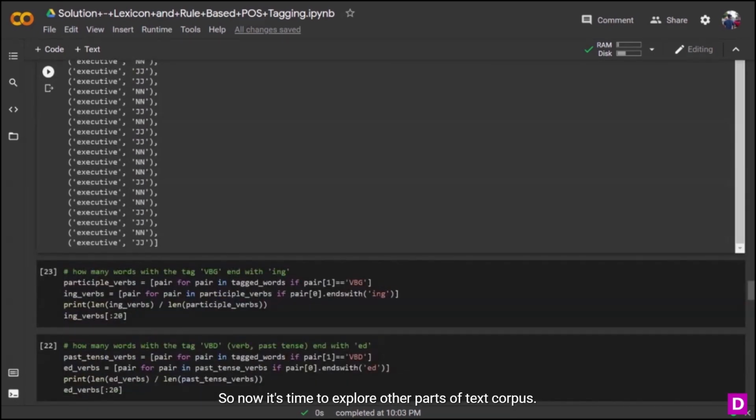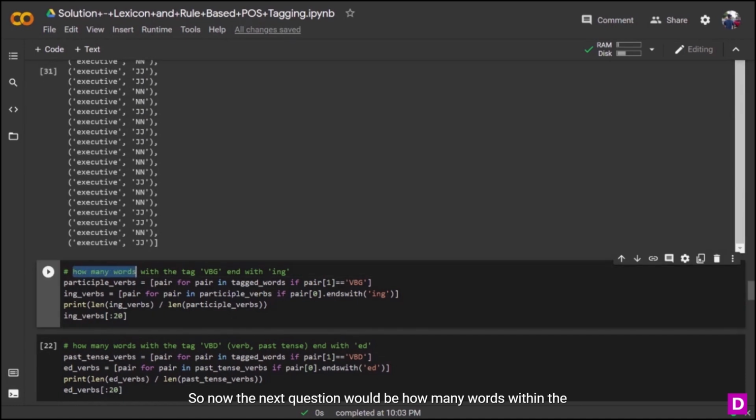So now it's time to explore other parts of the text corpus, so we'll have a better understanding as well. The next question would be, how many words within the tag VBG end with ing?